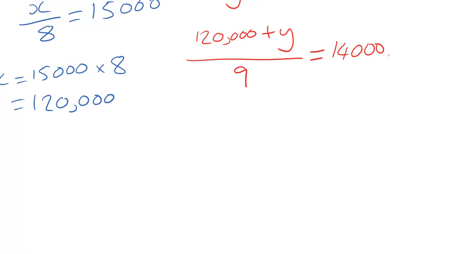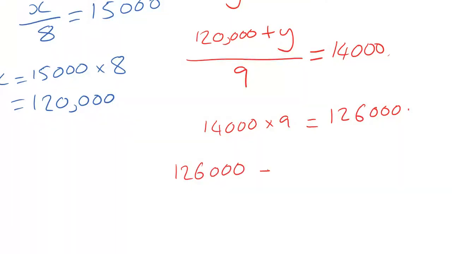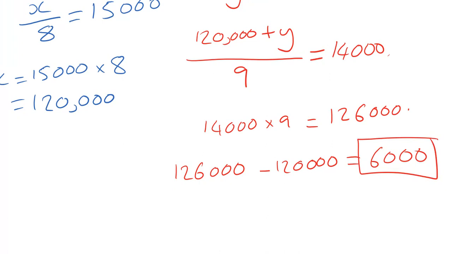So I can start by multiplying both sides by 9. So 14,000 multiplied by 9 is going to be 126,000. And then now I can take away the 120,000 that the 8 people earned. And that is going to leave me with Y. And so the new worker is going to earn £6,000.